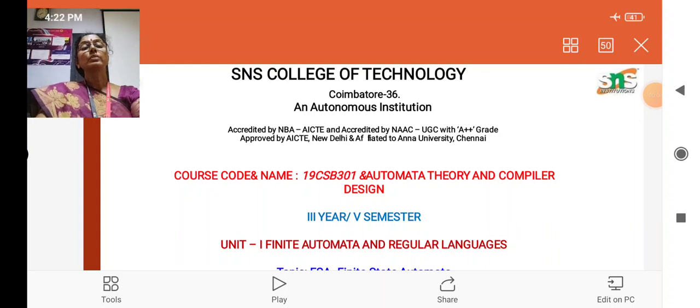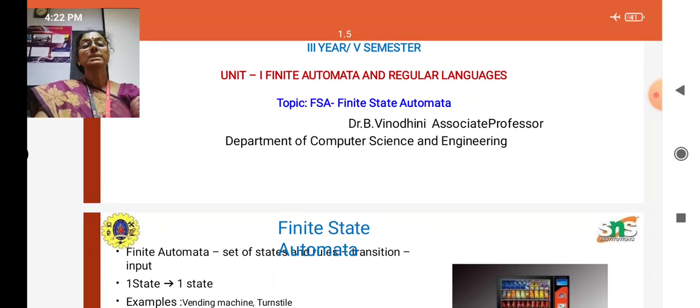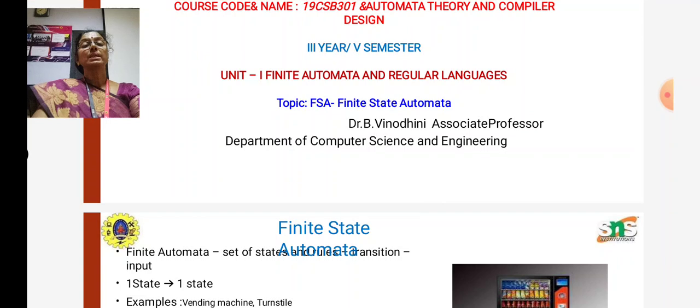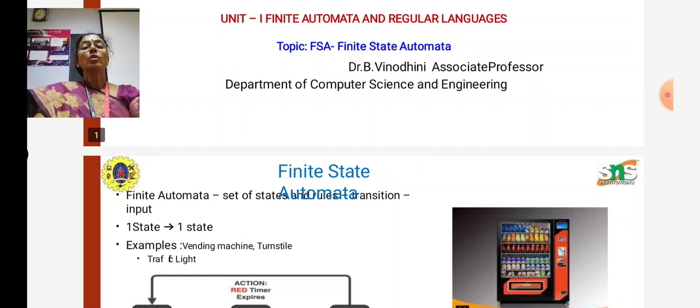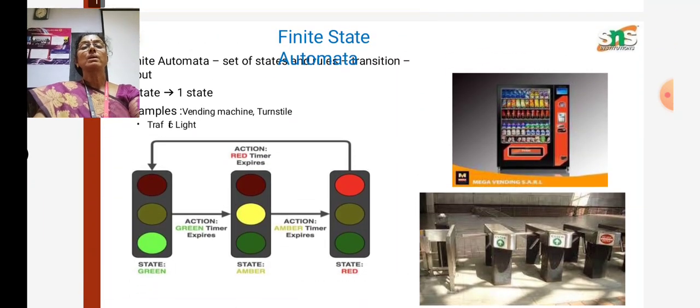In today's video we are going to see what a finite state automata is, with a real-time example, and what the types of finite state automata are. Already we know what an automata is. An automata is nothing but an abstract machine. It contains a set of states and transitions. In our daily life, every action can be described in terms of states and transitions.